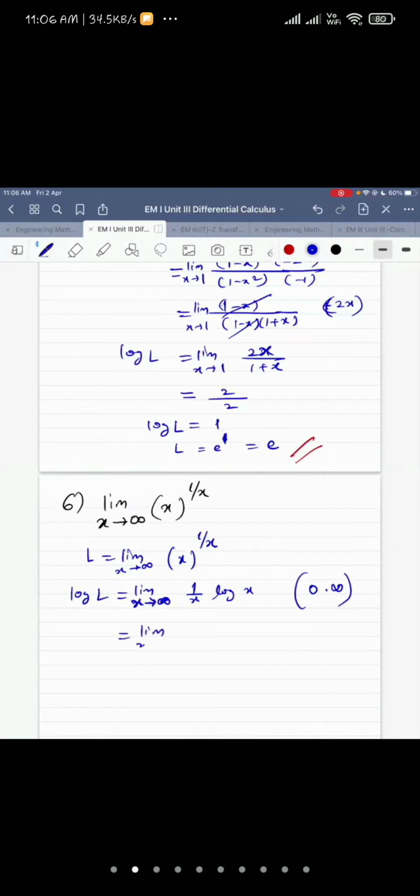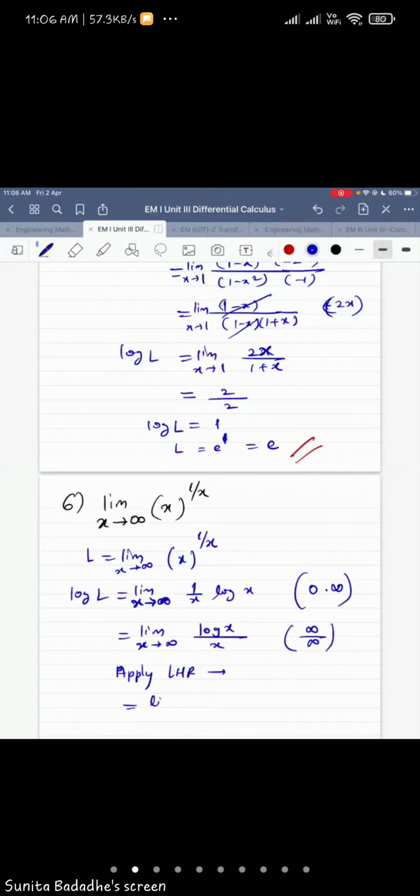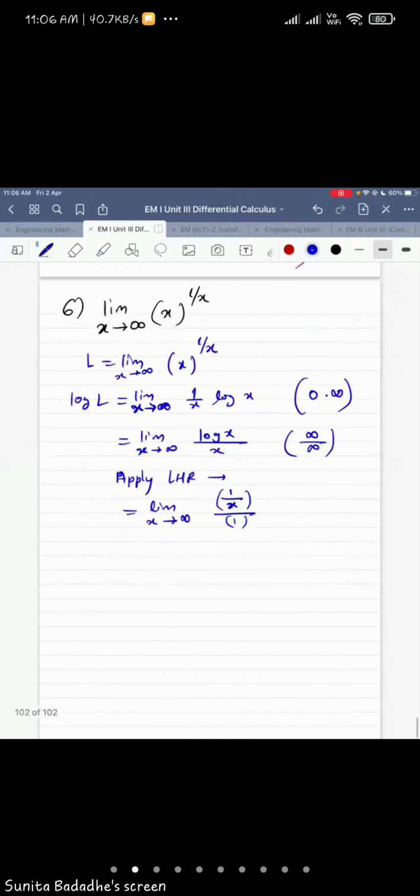But we cannot apply LHR there. You rewrite the term. You write it as log x upon x. This will become infinity upon infinity. Now apply LHR. So when you apply LHR, it will become limit extending to infinity 1 by x upon 1. Right? It will become 1 by x upon 1.